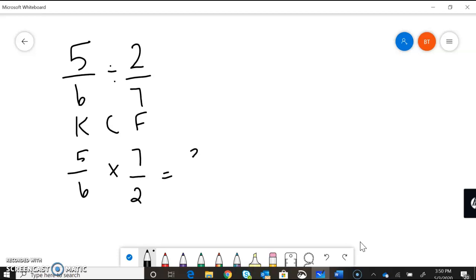5 times 7 is 35. 6 times 2 is 12. Then we're going to divide to be able to get this improper fraction into a mixed number.